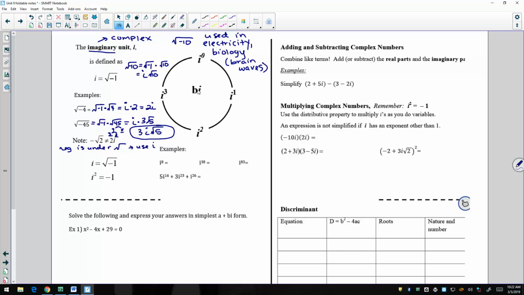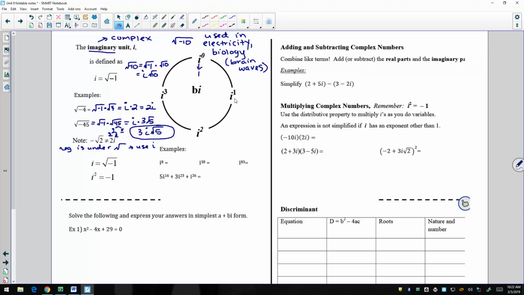Now, you'll see this little circle over here. You have to know the first 4 powers of i, and the reason you only have to know the first 4 is because after the 4th, it repeats. It's a cycle. That's why it's written in a circle form. So I'll start up here: anything to the 0 power in the entire world equals 1. So anything to the 0 is 1.